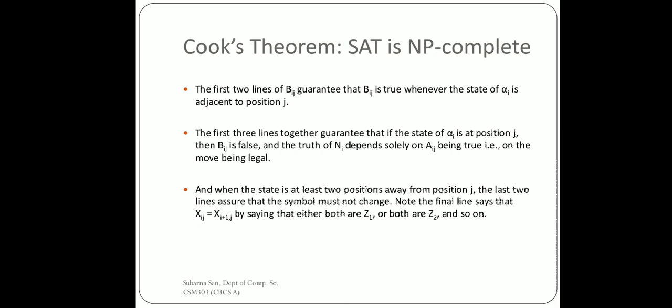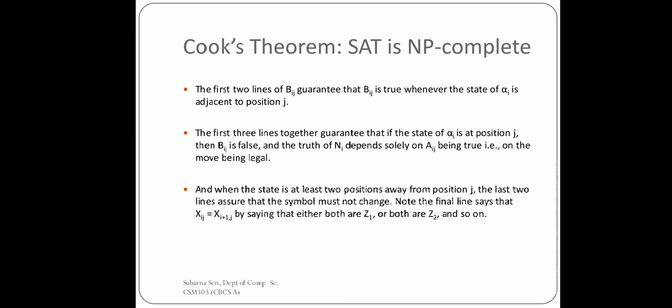If my state, the acceptance state, is neither Xij nor its adjacent locations, that is not Xij, not Xij minus 1, not Xij plus 1, then there will be at least a two-position gap to reach the acceptance state. So what will the final line do? For Xij, it keeps it the same.